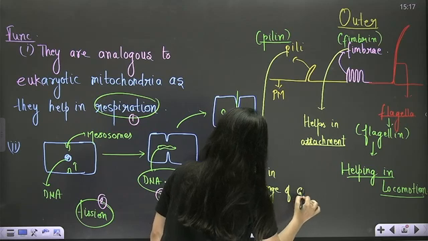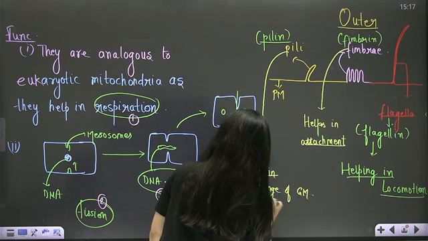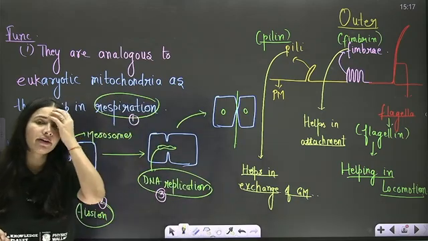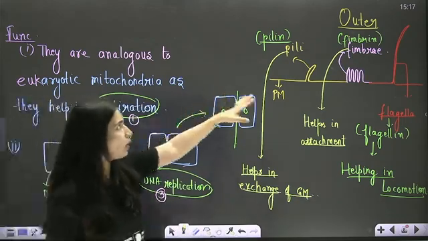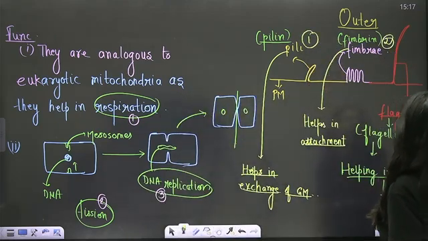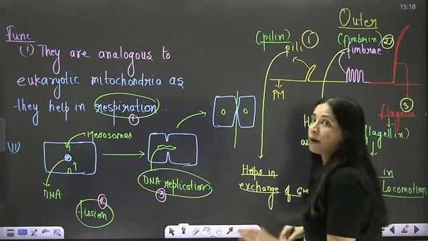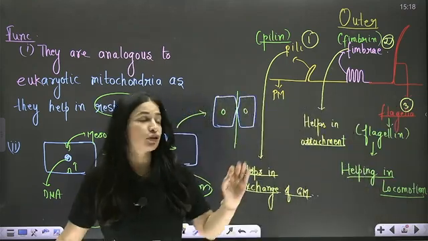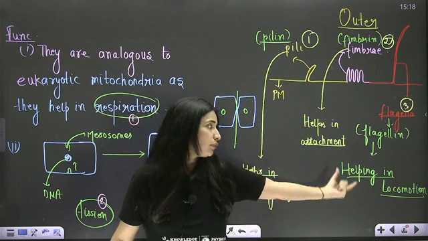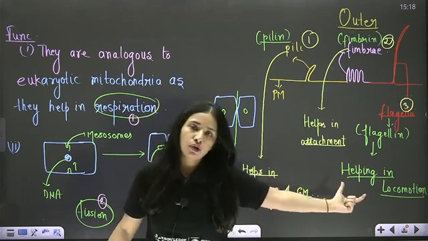Helps in exchange of genetic material. Correct? Yes or no, everyone? So these are the three outgrowths. Number 1, pili. Number 2, fimbriae. Number 3, flagella. Where pili helps in exchange of genetic material, fimbriae helps in the attachment, and flagella provides locomotion.